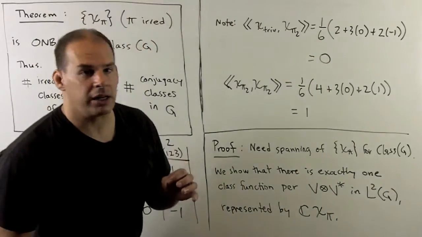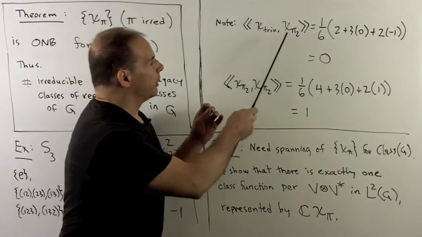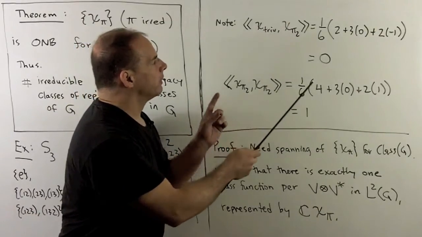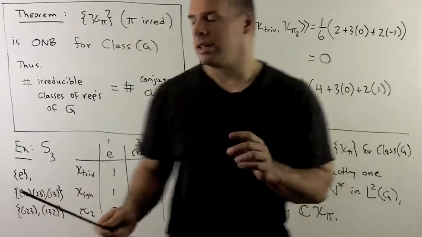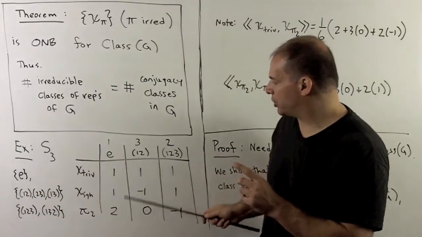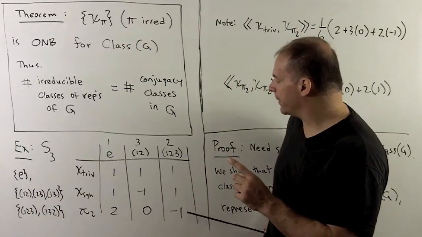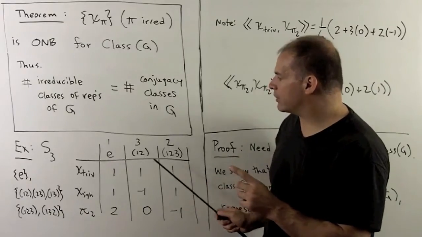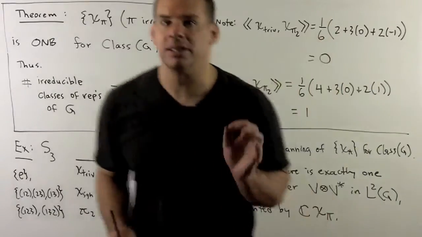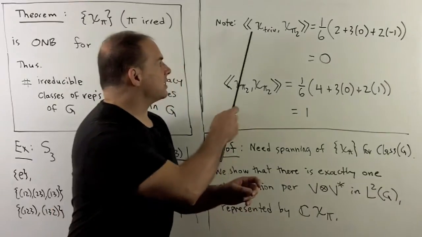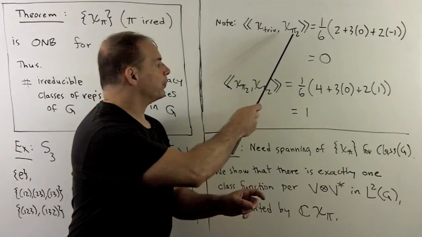If I take the inner product of chi triv with chi of pi 2, well, we're just going to line the rows up. So I'll have a 2, a 0, and a -1. But then I have to weight by the numbers up top. So I'll have a 2 and a -2 to get 0. And we see that these characters are orthogonal.